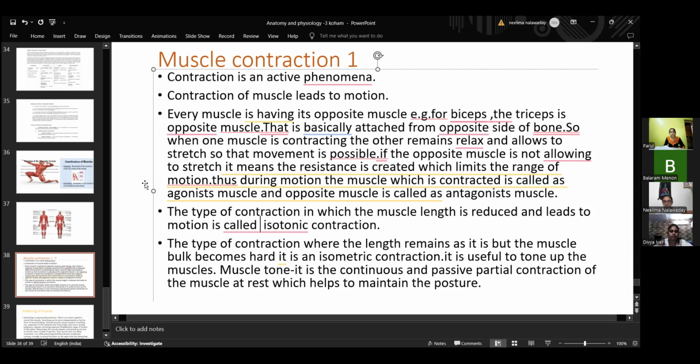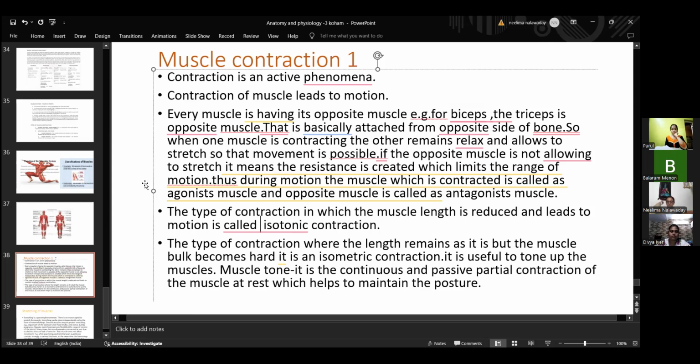So, contraction in detail. Every muscle has its opposite muscle. For the bicep there is a tricep. I had already explained this, but I put this slide here also so that there is no need for you to write it down. They are attached from opposite sides. So when one muscle is contracting, the other remains relaxed and is allowed to stretch so that movement is possible.